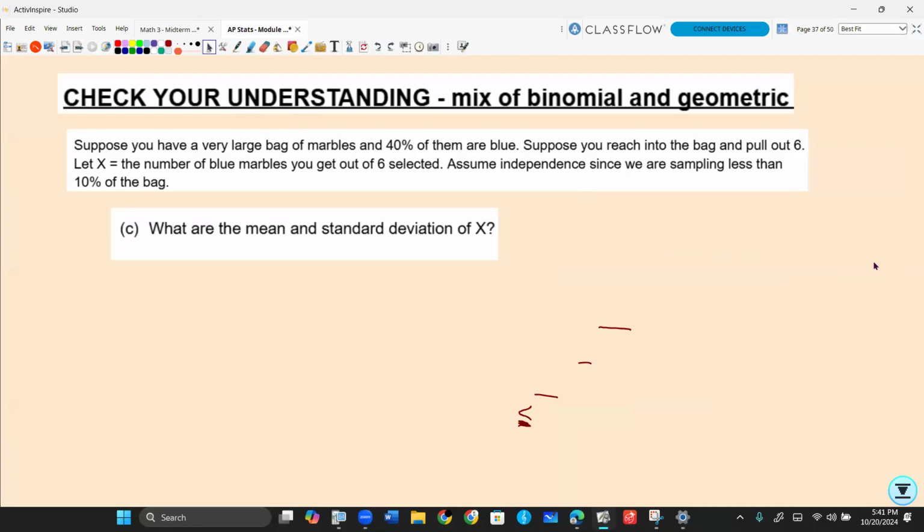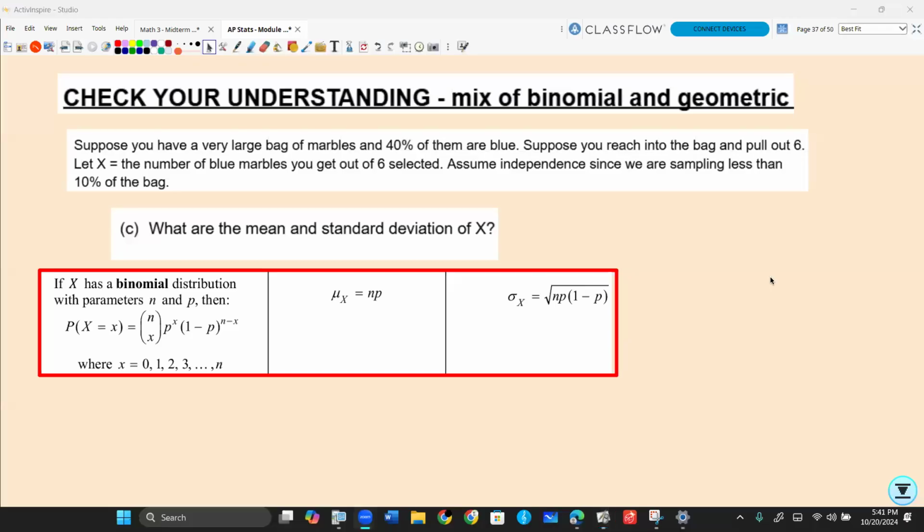Lastly, what are the mean and standard deviation of X? And we have a formula for binomial. Remember, the mean for a binomial is just the number of trials times the probability, and the standard deviation is the square root of that number times 1 minus the probability. So we can use that to get our mean and standard deviation.